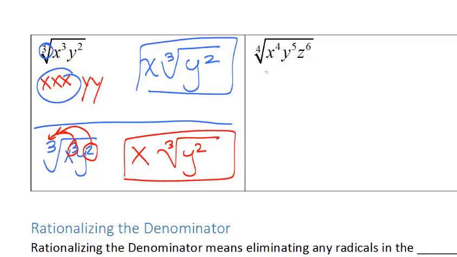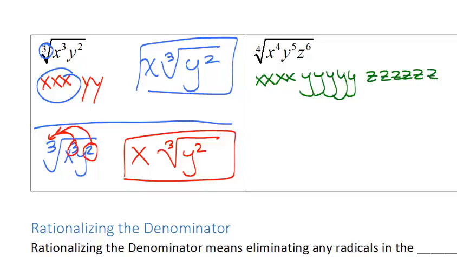On our next problem, we have a fourth root, which means we're looking for groups of 4. If I were to write this out, and this is now getting just a little bit long, I don't want to really write this many, but technically you could. So I'm looking for groups of 4. I have a group of 4 of x. I come out, write it once, no leftovers on the inside.